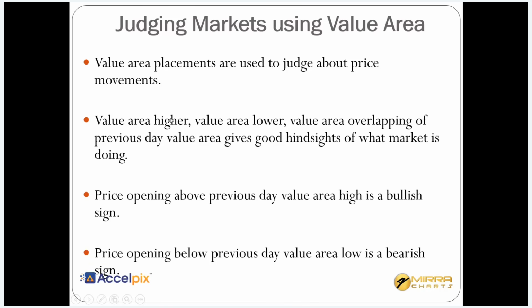Value area high, value area low, overlapping of the previous value area, these are the placements that happen in the value area. So what the market is doing, we can only use value areas to gauge it. Price opening above the previous day's value area with an open drive is a bullish sign. Price opening below the previous day's value area with an open drive down is a bearish sign. These are all simple things, but very powerful.